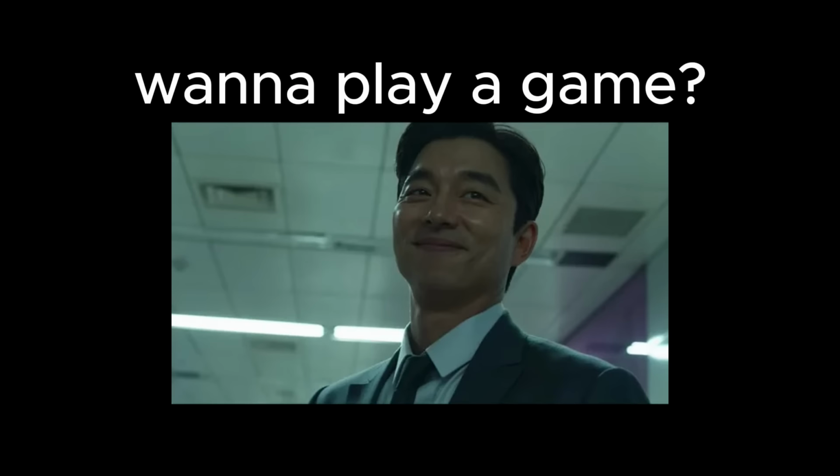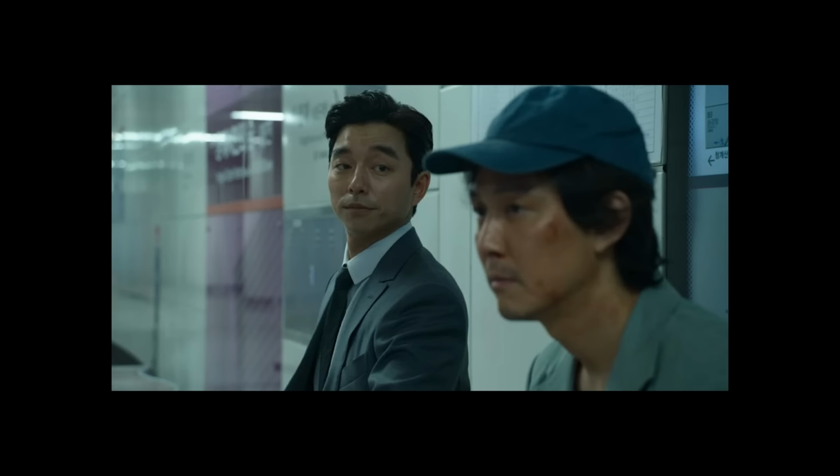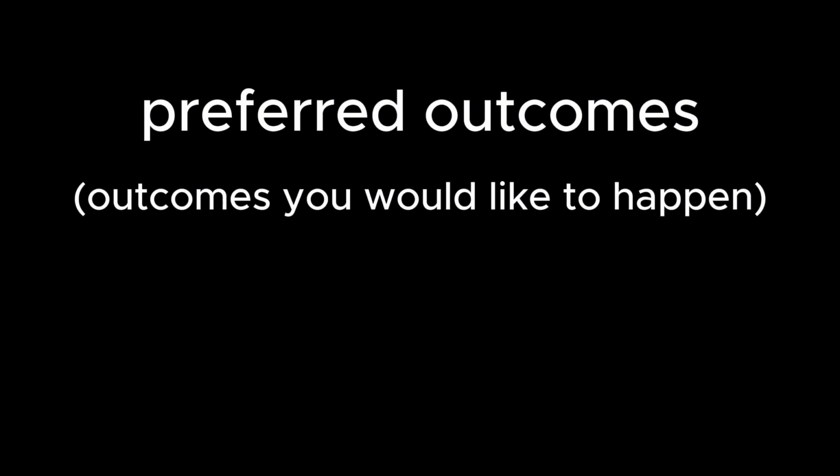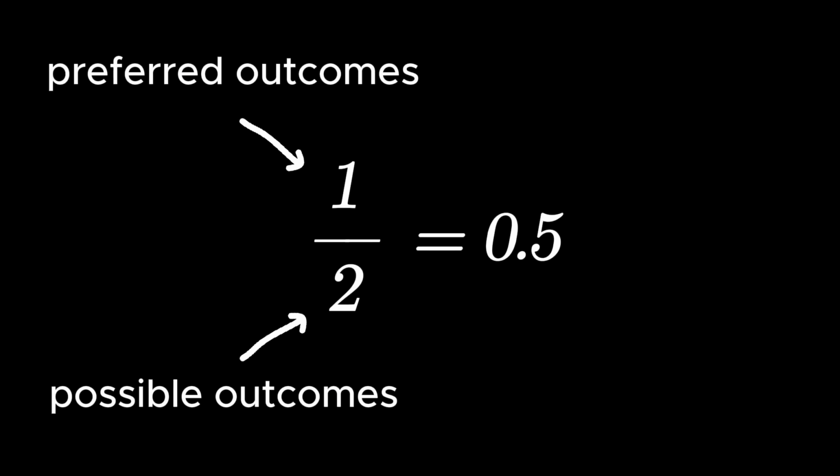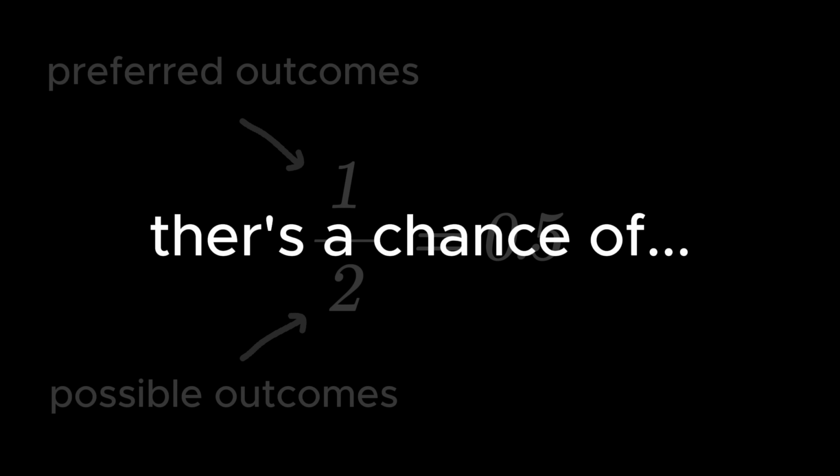Hey, wanna play a game? If you were on a train station and this weird guy came up to you with 2 pieces of paper, what would be the chance of you being able to flip this little piece of paper on your first try? Well, assuming that the game isn't completely rigged, you would firstly have to calculate the amount of preferred outcomes, then divide it by the total number of possible outcomes, and then you get the number 0.5. This means that there's a chance of 50%.